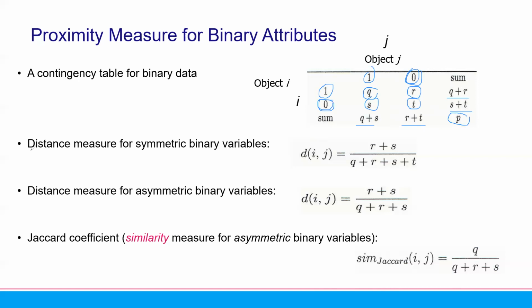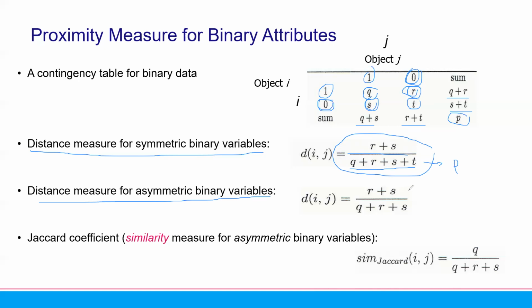If we want to measure the distance for symmetric binary variables, we can use this formula: R plus S divided by Q plus R plus S plus T, which is the same as P. But for the distance measure for asymmetric binary variables, we will use this one. So we will omit the T. We will not use the T for this one.